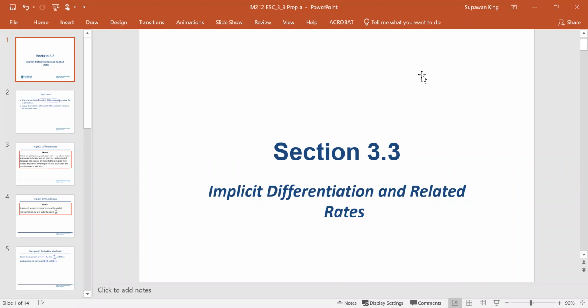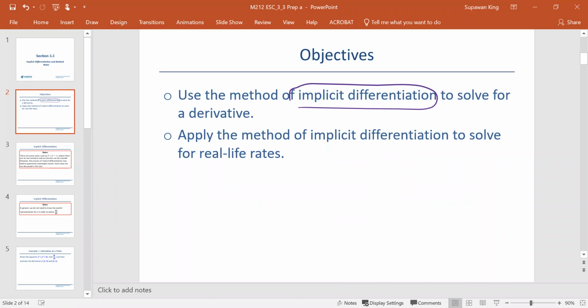Section 3.3, Implicit Differentiation and Related Rates. This section will use the method of implicit differentiation to solve for a derivative and apply the method of implicit differentiation to solve for a real-life rate.